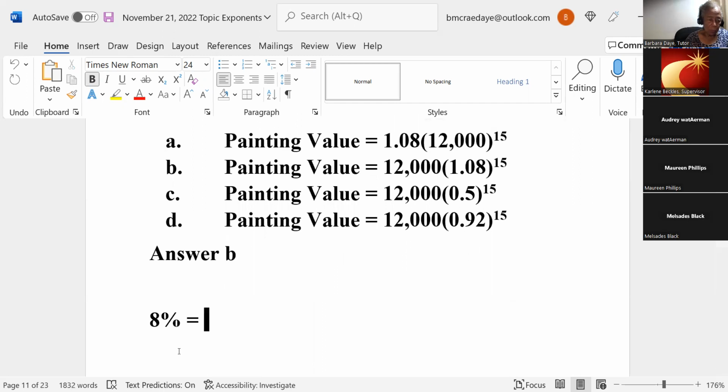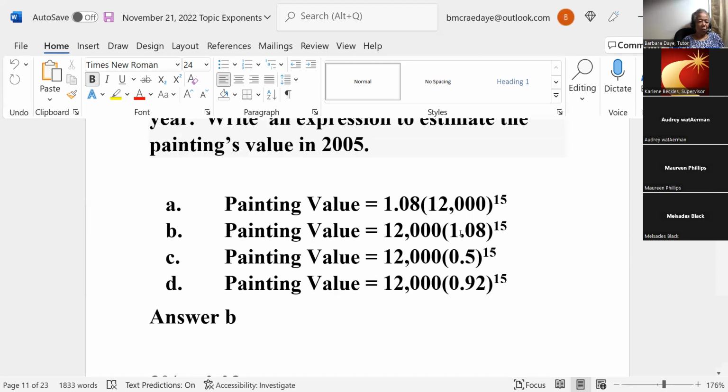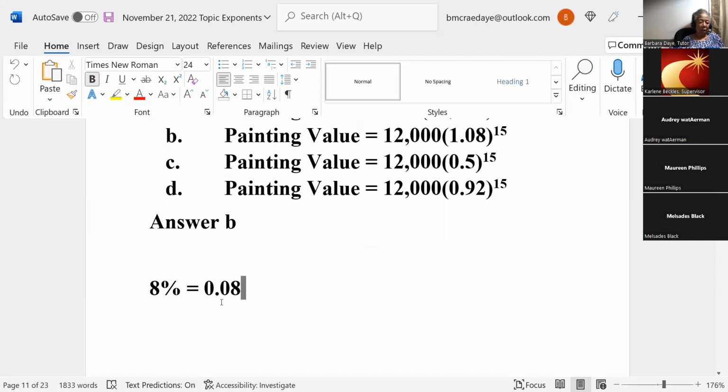Zero point eight? No, that's 80%. You divide by 100, or shift your decimal point 2 places to the left. That's 0.08. And when you add that to 1, which represents 100%, the 1 plus 0.08 gives you 1.08.